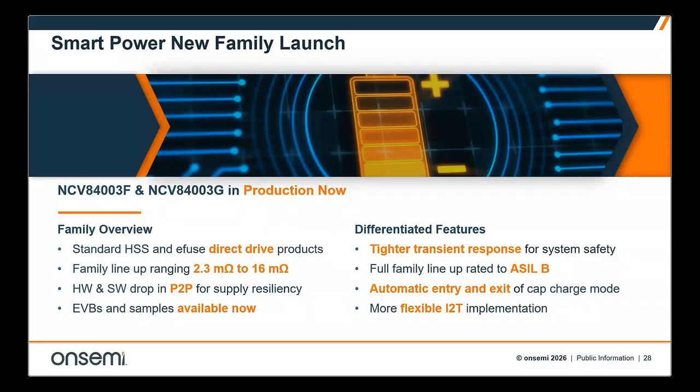First, the entire lineup is rated to ASIL-D, which shortens your safety qualification effort. Second, tighter transient response, which improves system safety during fault and switching events. Third, automatic entry and exit of capacitive charge, which eliminates the need for a dedicated GPIO and firmware logic to manage the inrush current. And fourth, a more flexible resistor-based I2T implementation, which provides continuous protection adjustment instead of a fixed step, so you can precisely match each load profile.